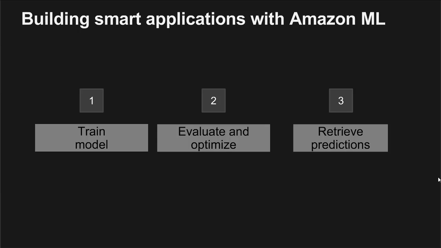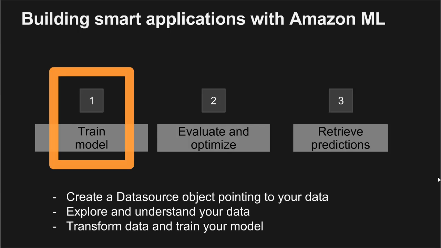In fact, once you turn on the real-time endpoint, it can take up to 200 transactions per second with a typical latency of under 100 milliseconds. So it's something that's ready to go in production the very minute you finish training the model. So the steps that we go through: create a data source object, which we'll see in a little bit, but it basically will let you categorize the types of data. You explore and understand your data, and then transform the data as you need in order to train your model.